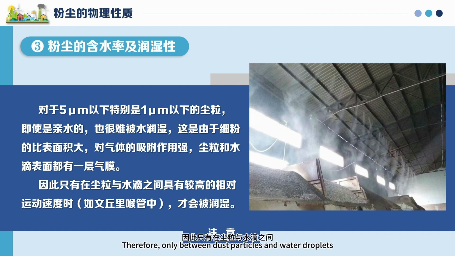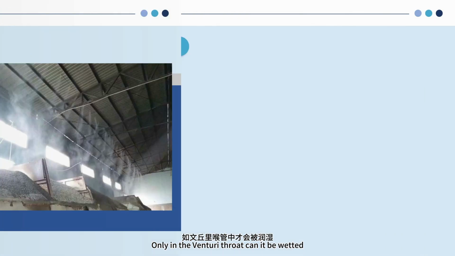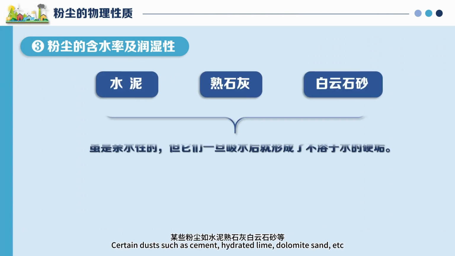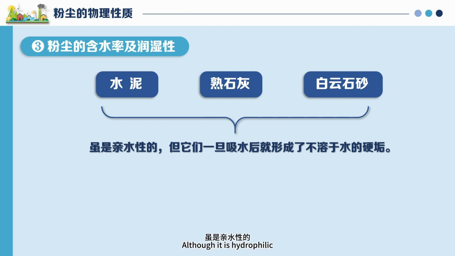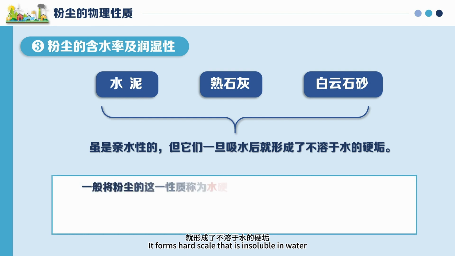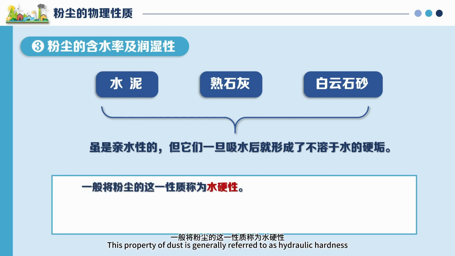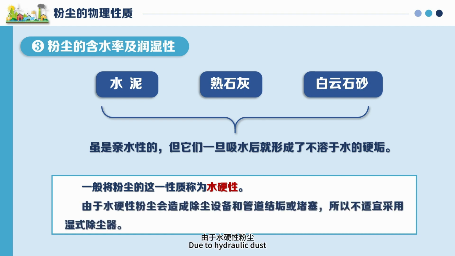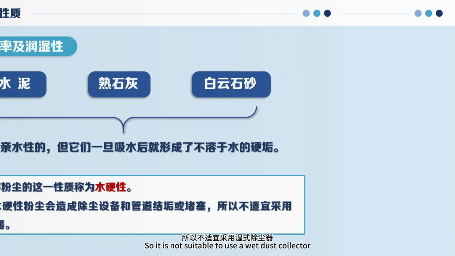Therefore, only between dust particles and water droplets, when having a high relative motion speed, only in the Venturi throat can it be wetted. Certain dusts such as cement, hydrated lime, dolomite sand, etc., although hydrophilic, once they absorb water, form hard scale that is insoluble in water. This property of dust is generally referred to as hydraulic hardness. Because hydraulic dust can cause blockages in dust removal equipment and pipeline structures, it is not suitable to use a wet dust collector.